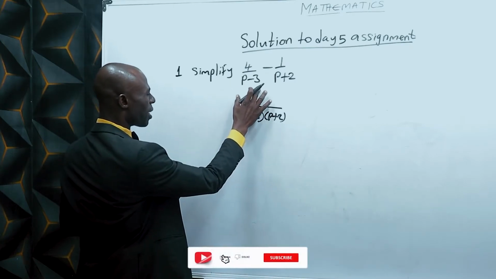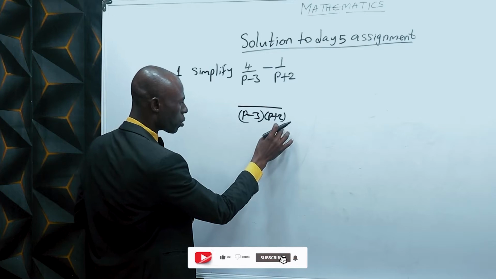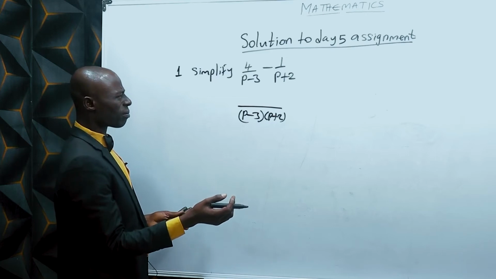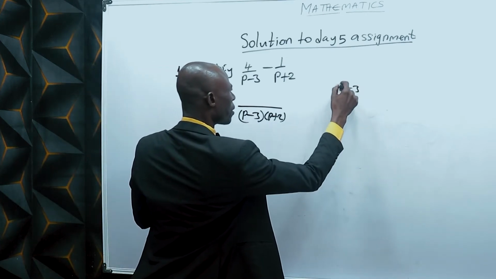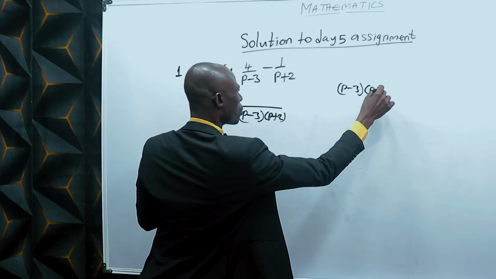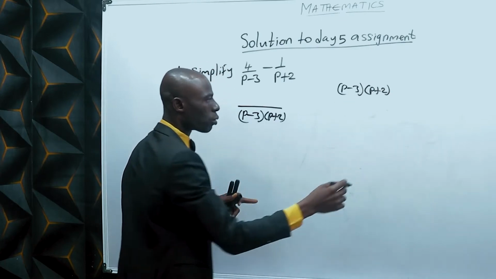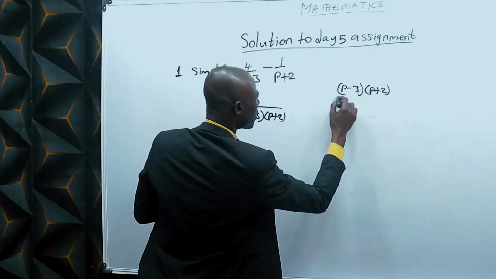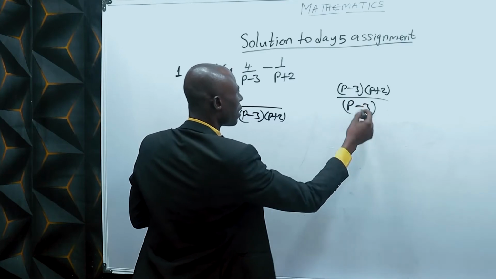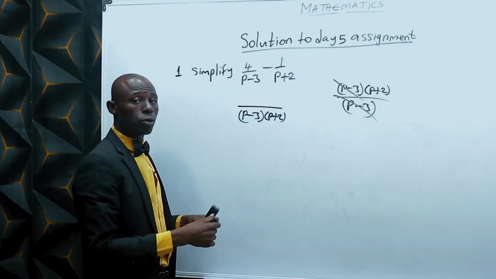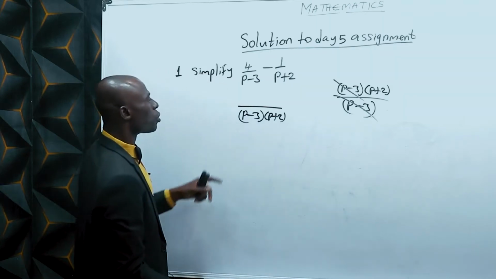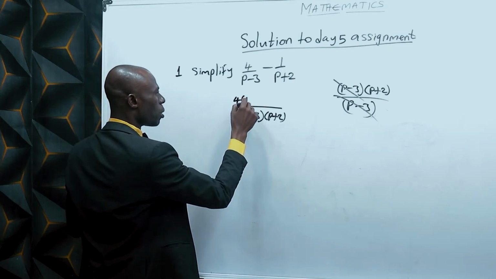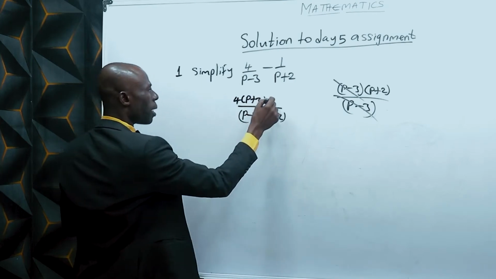So p minus 3 and p minus 3 into p plus 2 will give you p plus 2. What do we mean? The LCM is p minus 3 into p plus 2. Now, p minus 3, use it to divide this. What do we have left? When you cancel, you have p plus 2 left. It is that p plus 2 you will use to multiply the numerator, which is 4. So you have 4 into p plus 2 minus.